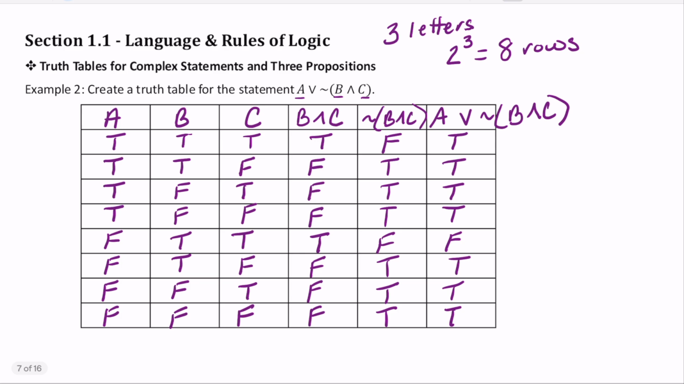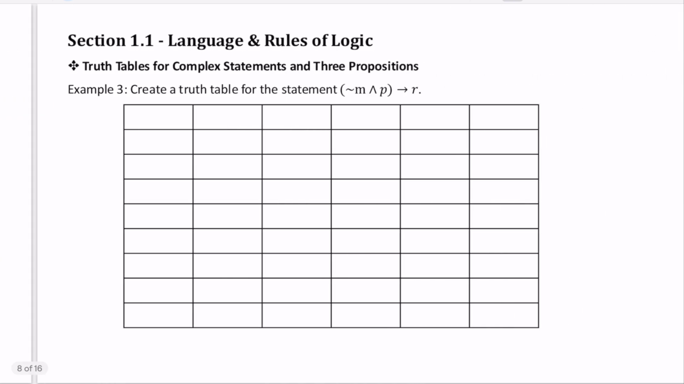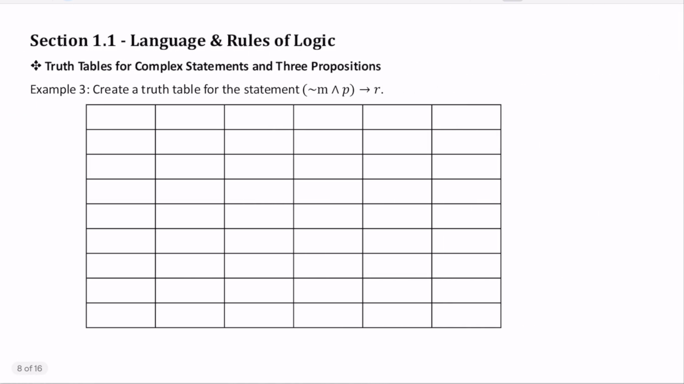For example 3, we will create a truth table for if not M and P, then R. Now is a great place to push pause and try this problem on your own. Push play when you are ready to see the solution.